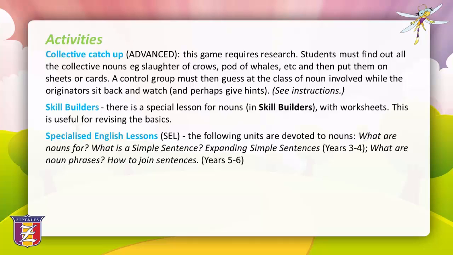Collective catch-up. This game requires research. Students must find out all the collective nouns. For example, a murder of crows, a pod of whales, etc., and then put them on sheets or cards. A control group must then guess at the class of noun involved while the originators sit back and watch and perhaps give hints. And don't forget Skill Builders and the specialised English lessons.